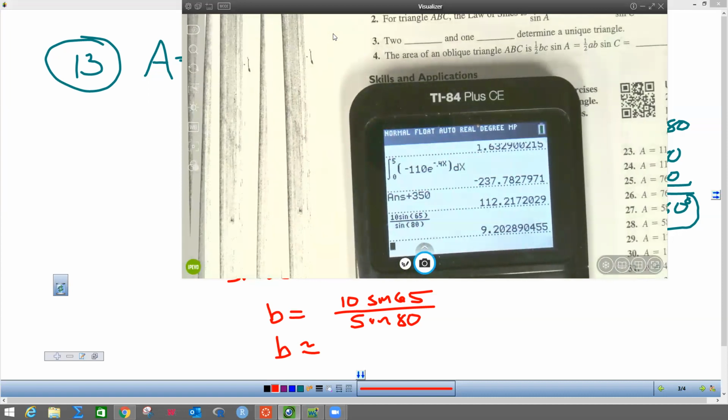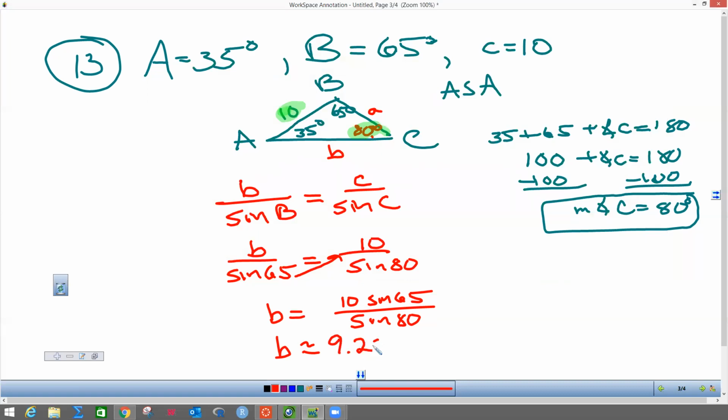Hey, what's the back of the book going to say about B? What's it going to say? Anybody know when you check it? What did directions say to do? It said to 2 places, I think, right? So it'll say 9.20, but we're going to go to 3 places. How many? Yes.